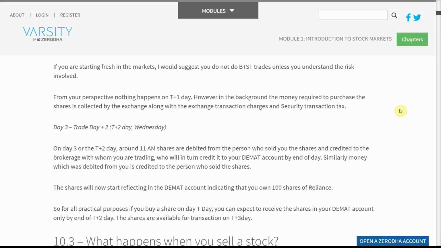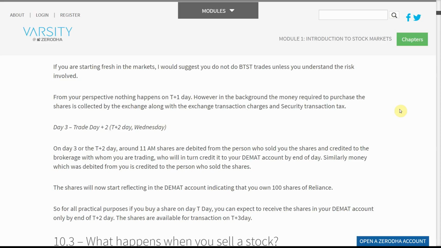Day 3, Trade Day plus 2, T plus 2 day. Wednesday. On day 3, the T plus 2 day, around 11 a.m. shares are debited from the person who sold you the shares and credited to the brokerage with whom you are trading, who will in turn credit it to your Demat account by end of day.